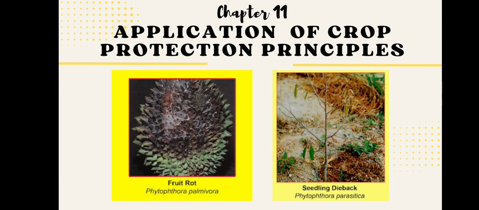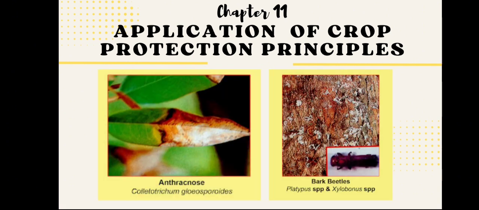And the fruit rot. This fungal disease affects the fruits of the durian tree, leading to rotting, spoilage, and the decrease of food quality. Then anthracnose. This fungal disease affects not only the leaves and flowers but also the fruits of durian trees, potentially leading to significant damage and reduced fruit quality.